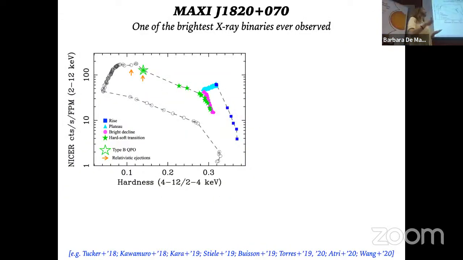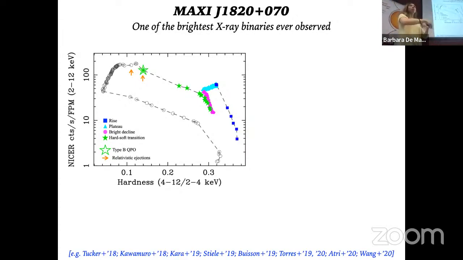And luckily, after the launch of NICER, a very bright source went off. This is MAXI J1820. Many of you know it, heard about it. This is because it happened to be one of the brightest X-ray binaries ever observed. So it went into an outburst in 2018. And this outburst turned out to be a complete outburst, which means that the source went through all the evolution and then down again to the low luminosity hard state.